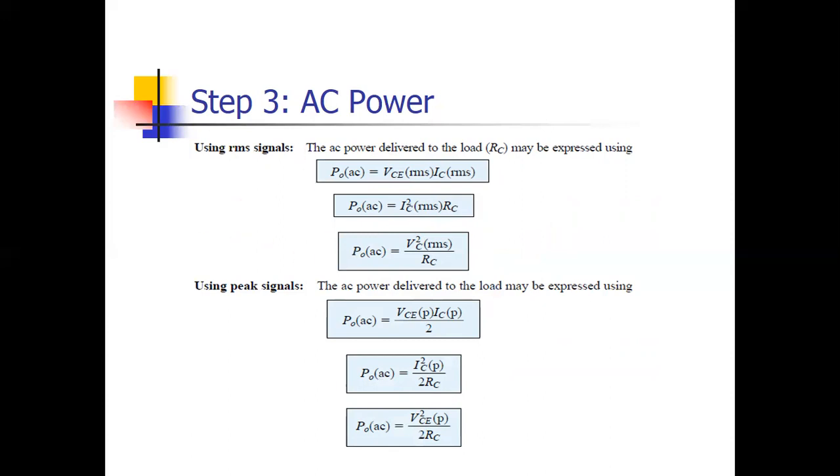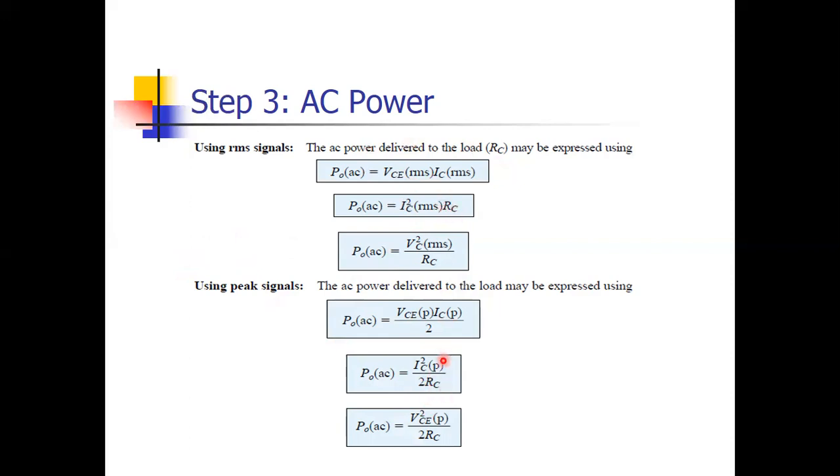If we are using peak, then if you remember the peak calculation, we have to divide the RMS value by 2. So P0 AC equals VC into IC by 2. Means whatever power from RMS value you have calculated, you have to divide by 2 if you are using peak analysis. Then same here, I square RMS into RC. If you're taking the peak, then again here I square R by 2.